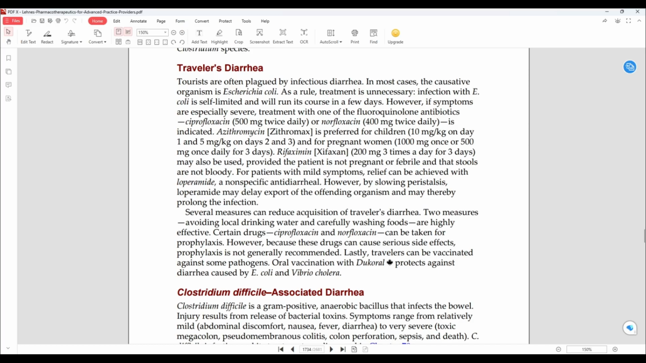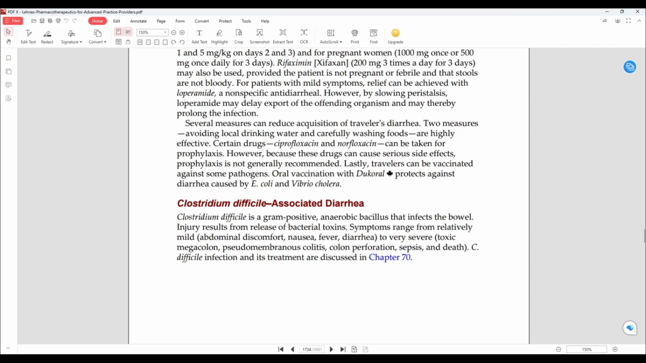Azithromycin is preferred for children and for pregnant women. Rifaximin, or Xifaxan, may also be used, provided that the patient is not pregnant or febrile and that stools are not bloody. For patients with mild symptoms, relief can be achieved with loperamide, a non-specific antidiarrheal. However, by slowing peristalsis, loperamide may delay export of the offending organism and may thereby prolong the infection.